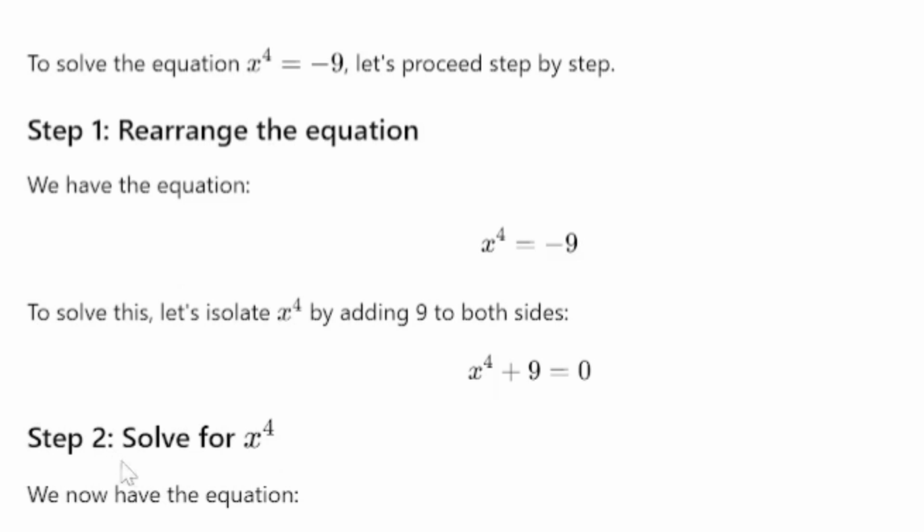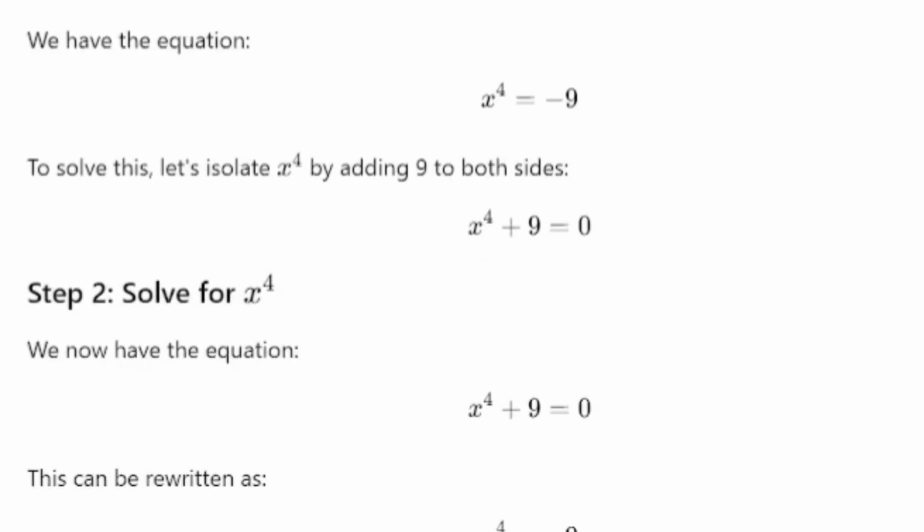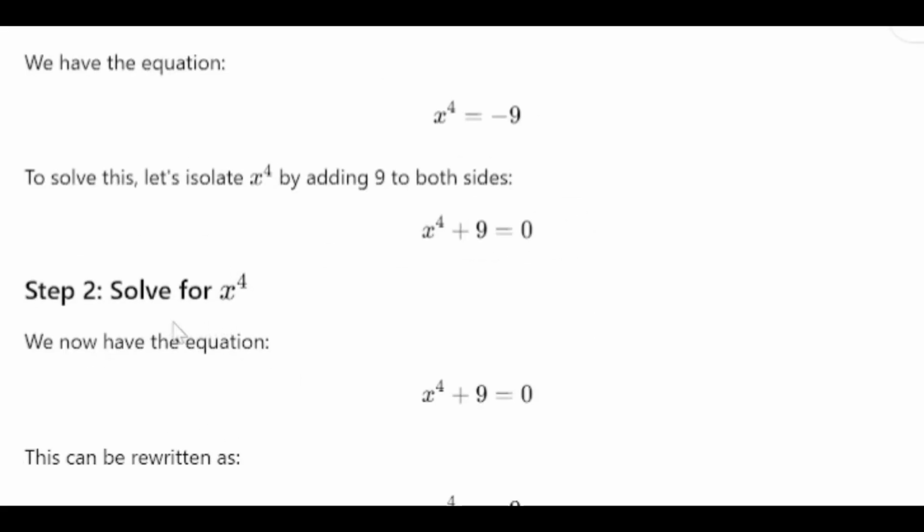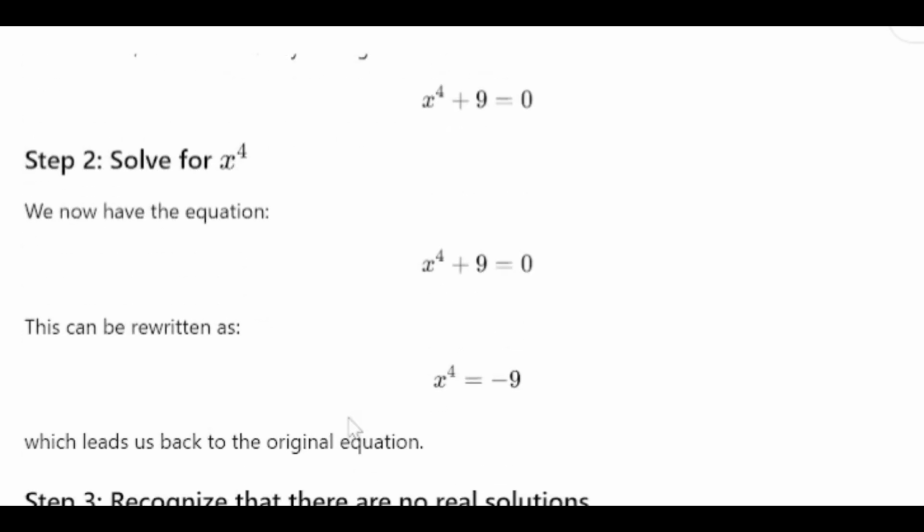Then in step 2, we want to solve for S to the power of 4. We now have the equation S to the power of 4 plus 9 is equal to 0. Then this can be rewritten as S to the power of 4 is equal to minus 9, which is the initial or original equation given. Which leads us back to the original equation, as we can see now that S to the power of 4 is equal to minus 9.